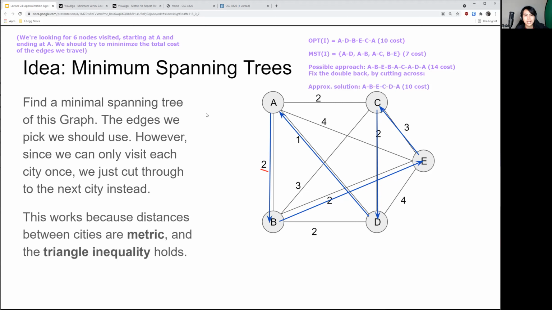This works because of a neat little property called the metric property. The fact that the triangle inequality holds is also another way to think about it. In other words, the shortest path between two cities is a straight line, right? It's a straight shot. Going from E to C will always be cheaper than going from E to B to A to C, right?